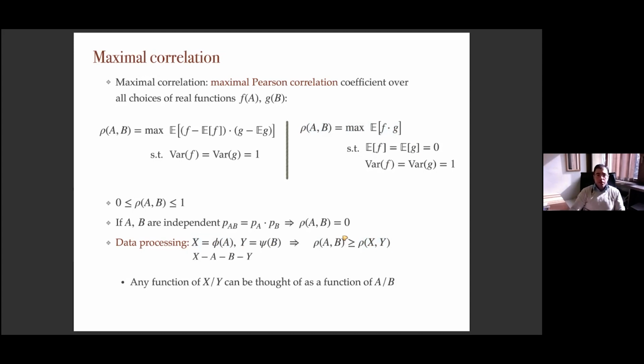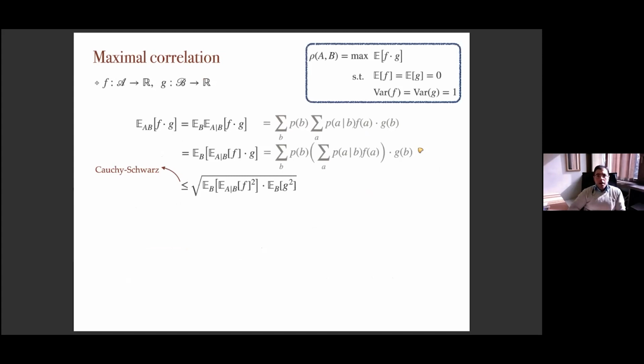We can prove the data processing inequality with other methods, I'll show you later, but you can see from the definition, it's clear that it's really a measure of correlation and satisfies the data processing inequality.